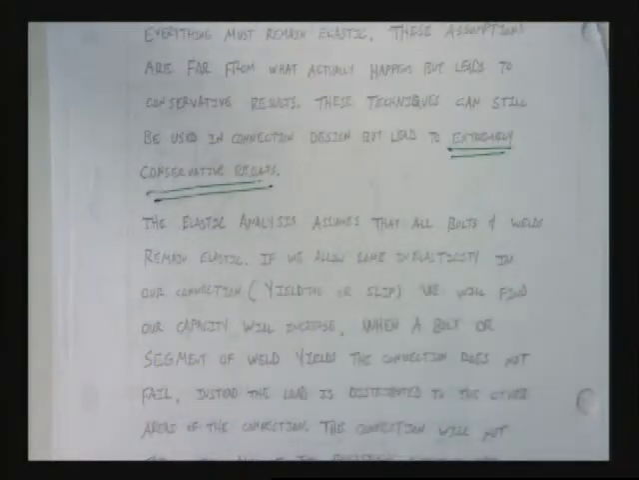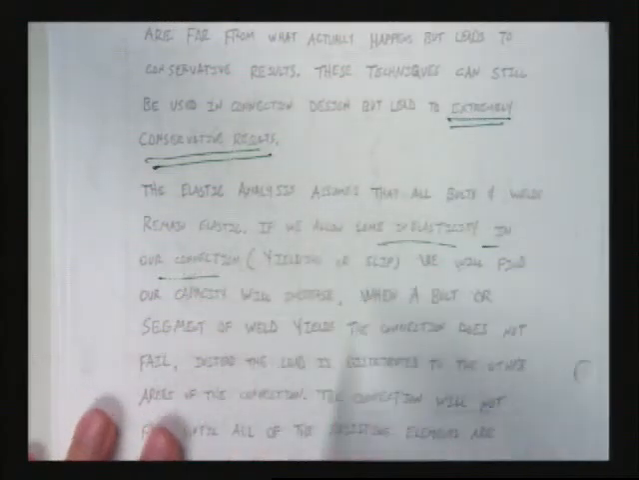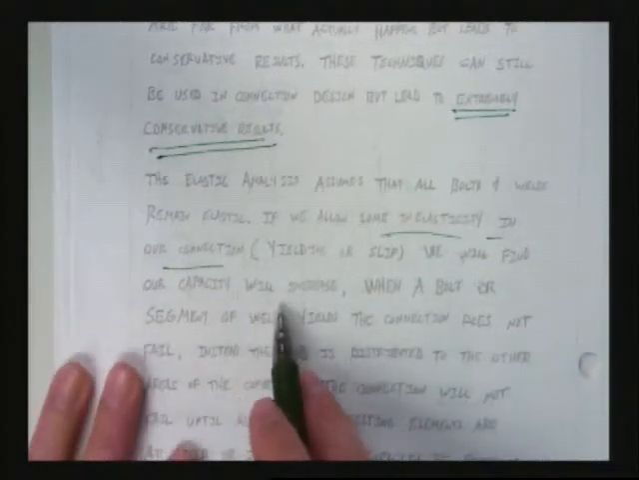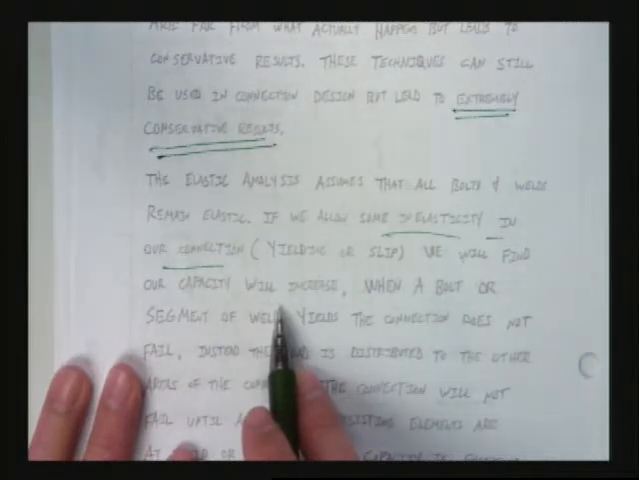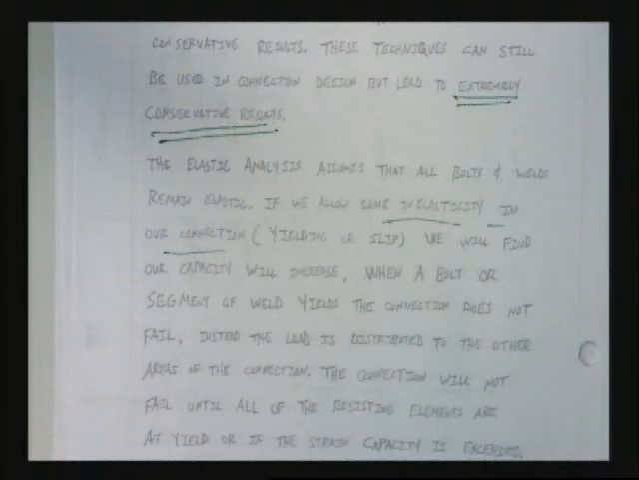The elastic analysis assumes that all bolts and welds remain elastic. If we allow some inelasticity in our connection, that's yielding or slip, we will find that our capacity will increase. When a bolt or segment of weld yields, the connection doesn't fail. Instead, the load is distributed to the other areas of the connection. The connection will not fail until all of the resisting elements are at yield where the strain capacity is exceeded.